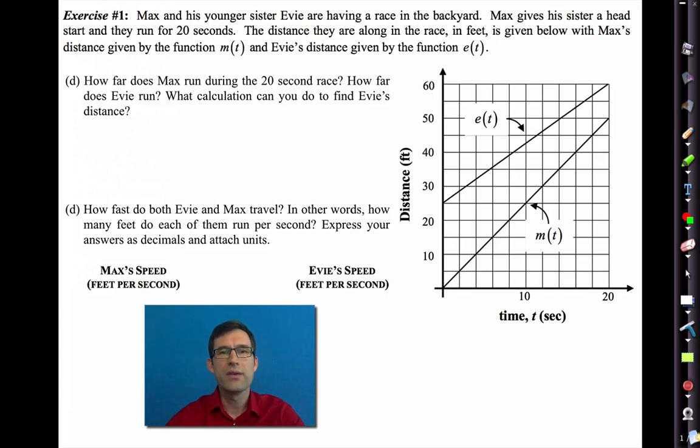Now, what I'd like you to do is pause the video because this is very important for letter E. I don't know how that became letter D. But for letter E, it's really important that we know how far each one of them ran. So pause the video now and see if you can figure that out.